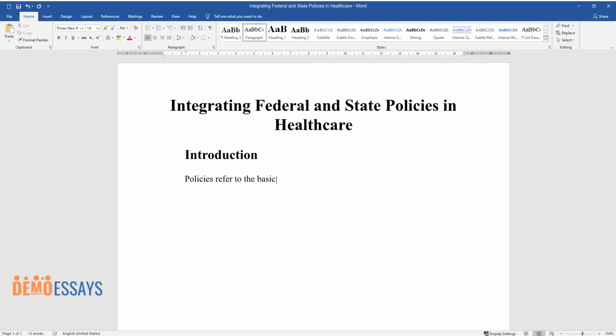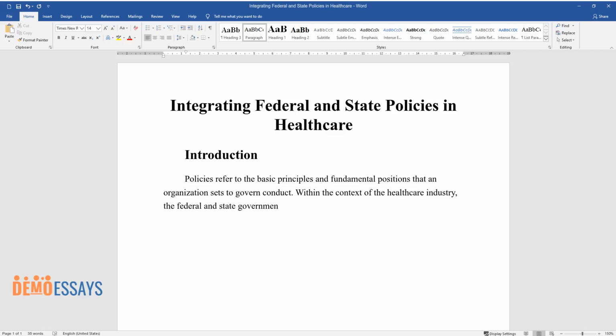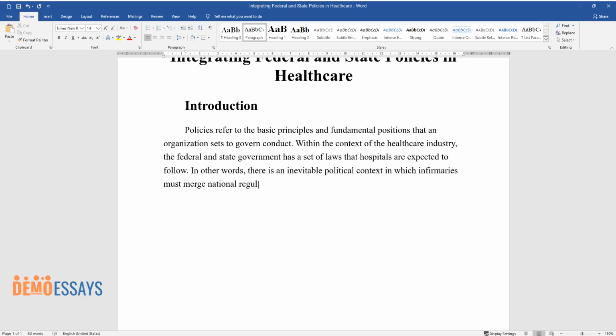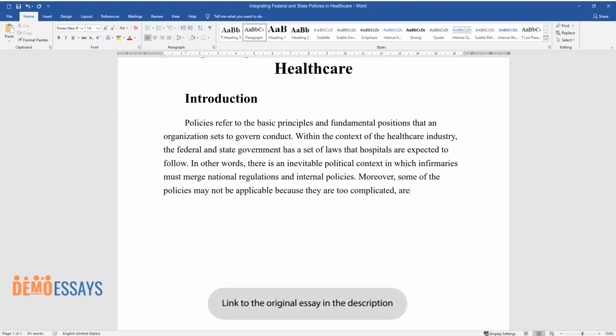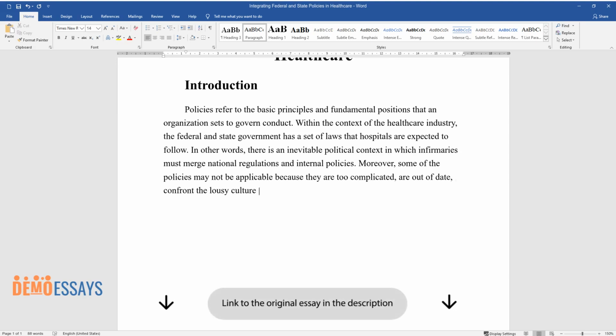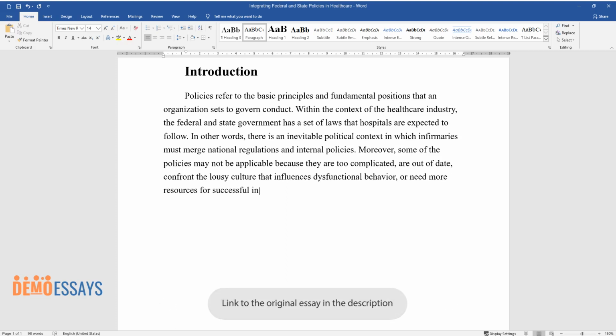Policies refer to the basic principles and fundamental positions that an organization sets to govern conduct. Within the context of the healthcare industry, the federal and state government has a set of laws that hospitals are expected to follow. In other words, there is an inevitable political context in which infirmaries must merge national regulations and internal policies. Moreover, some of the policies may not be applicable because they are too complicated, are out of date, confront the lousy culture that influences dysfunctional behavior, or need more resources for successful integration by clinics.